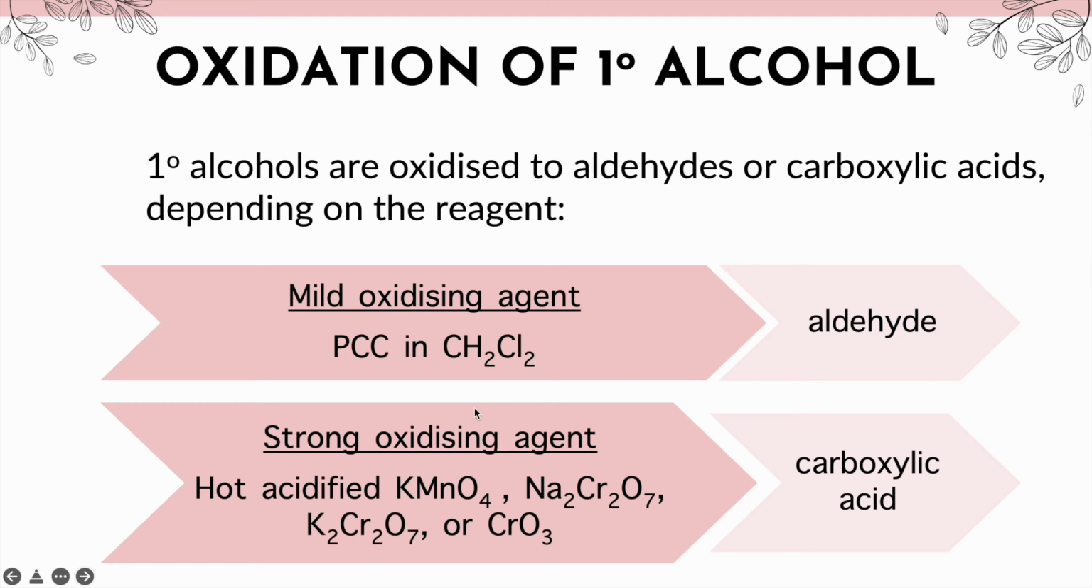If you oxidize the primary alcohol using a strong oxidizing agent, the strong oxidizing agents are hot acidified KMnO4 or Na2Cr2O7 or K2Cr2O7 or CrO3. These are examples of strong oxidizing agents. The product of the oxidation of primary alcohol is carboxylic acid. In conclusion, if we use a mild oxidizing agent for primary alcohol, it will produce aldehyde. If you use a strong oxidizing agent for primary alcohol oxidation, the product will be carboxylic acid.